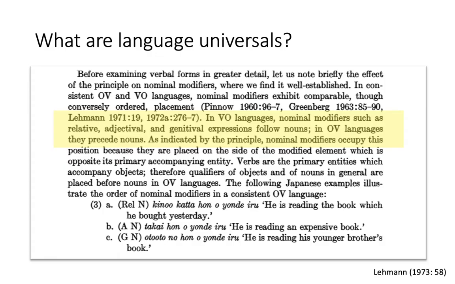The most famous language universals are word order universals. Here is an example from Lehmann 73. Lehmann states that in verb-object languages, that is, languages which have the order verb and then the object, nominal modifiers such as the relative clause, adjectives, and genitives follow nouns, while in object-verb languages, so in languages which have the object and then the verb, these nominal modifiers precede nouns. He illustrates this claim with examples from a single language, Japanese, but note that his statement applies to most, if not all, languages of the world.